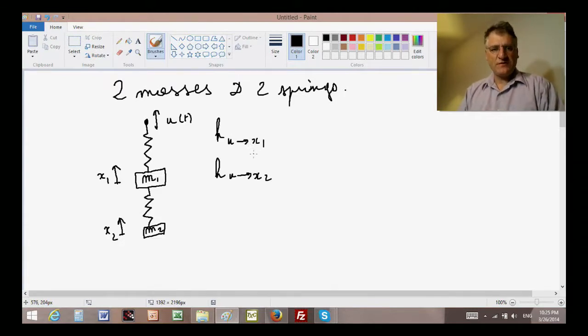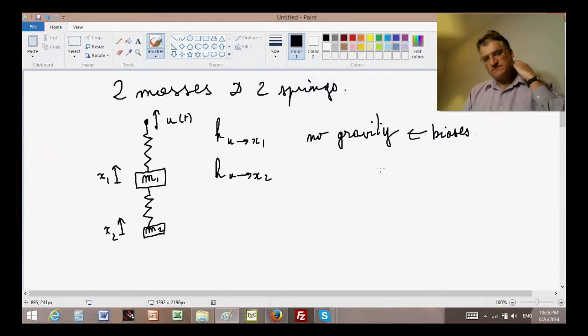Now, for that purpose, remember that we can operate as if gravity did not exist, because gravity just induces biases in our results.